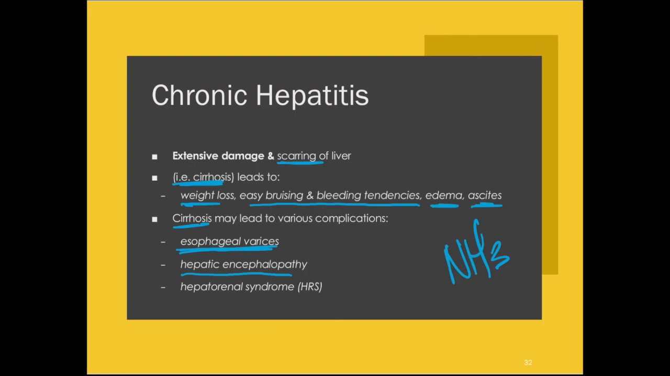And then hepatorenal syndrome, it's really not very well understood, but basically both the kidneys and the liver fail at the same time.